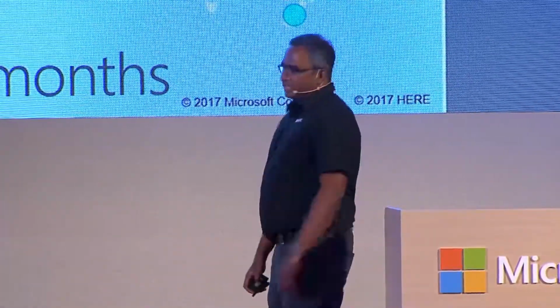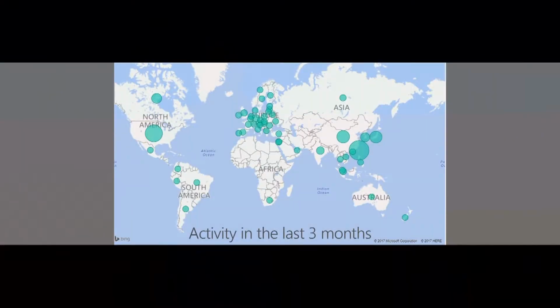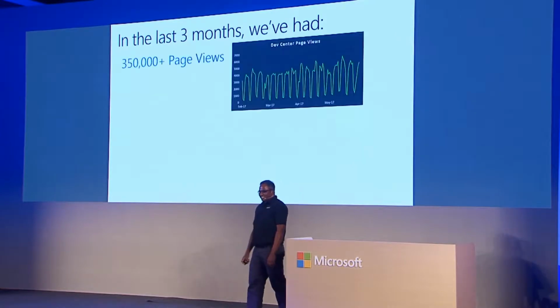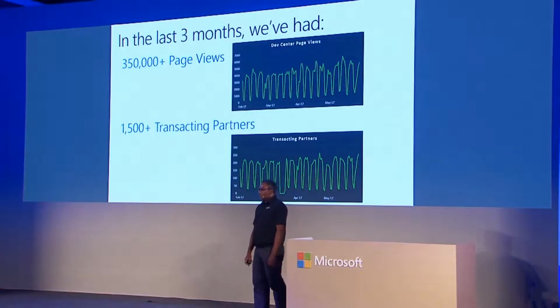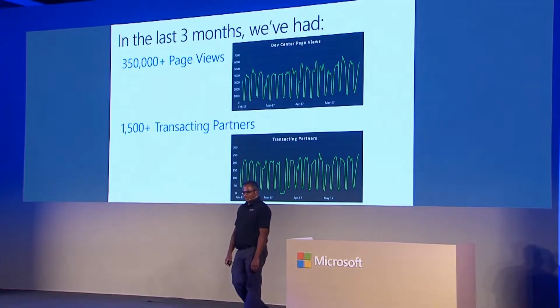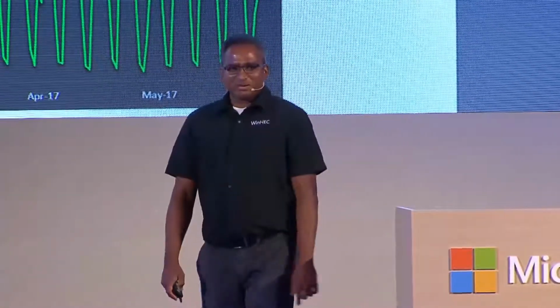This chart shows the activity happening worldwide for the last 3 months. Hardware Dev Center is a very global destination. And I can tell that people in Taiwan love Hardware Dev Center, as you can see from the big bubble there. Thank you for all the love and support. In the last 3 months, we've had over 350,000 page views and over 1,500 transacting partners. And if you see the dips in the graph, it's because people take their weekends off, and the traffic reflects that.